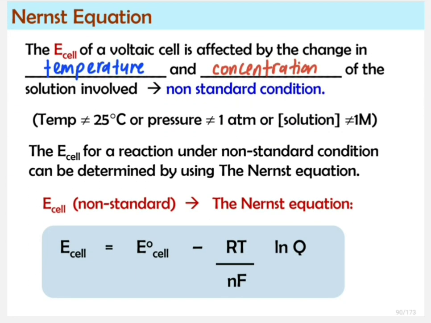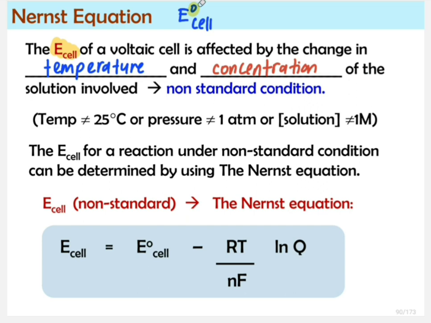Okay, so first let's look at when we have to use the Nernst equation: E cell of a voltaic cell. E cell is the cell potential, affected by the change in temperature and concentration of the solution involved. Okay, jadi kita tahu kalau di standard condition, cell potential ada 'not' kat atas tu. Nampak tak ni ada bulat ni? So this indicates standard. So kalau you perasan dekat sini dah tak ada 'not' tu, so this is for non-standard condition.